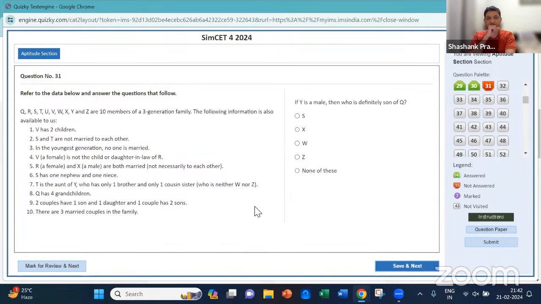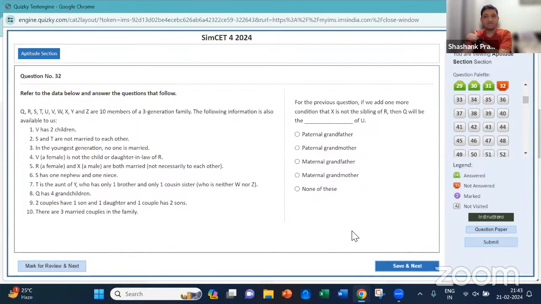S has one nephew and one niece. So boy girl वाला pair है वो वहां पे आएगा. S T हो जाएगा ना फिर. But S and T are not married to each other. So I'll go with X then. Not sure. I'm not sure of this.